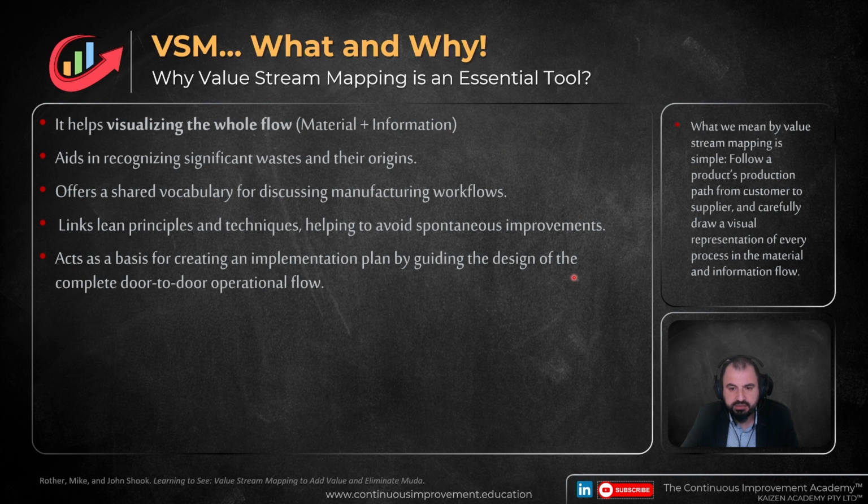So this is the value stream. But why? Why is value stream mapping an essential tool? Value stream mapping is a crucial tool for visualizing the entire material and information flow. This is what makes it unique and distinct and essential, and identifying the sources of waste within a production process. Moreover, it establishes a common language for discussing workflows, and it ties together lean principles to prevent isolated improvements and also serves as a blueprint for comprehensive door-to-door lean implementation.